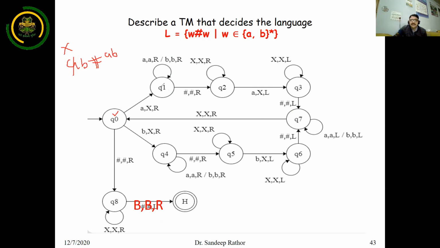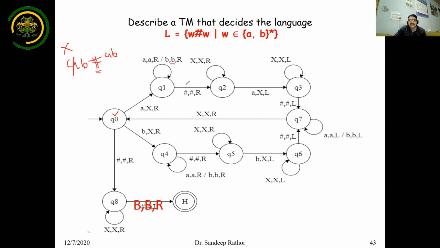So see here, there is B. So no need to change any state. You remain on Q1. And now no need to write anything on the tape. Just on the tape, there will be B. Clear?